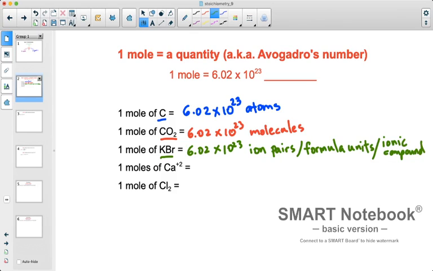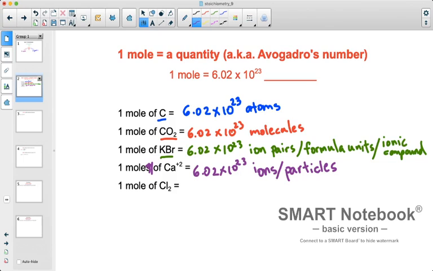Now, let's take a look at other things that we can encounter. 1 mole, let's get rid of the S, my grammar's wrong. 1 mole of calcium plus 2 ion. So if I ask for the quantity, it's still 6.02 times 10 to the 23. But because I have an ion, I now write down the unit of ion. I could also write down particles. You could possibly see that as well. It's a charged particle, so we can use that as the unit.